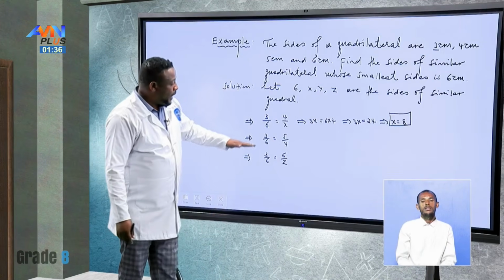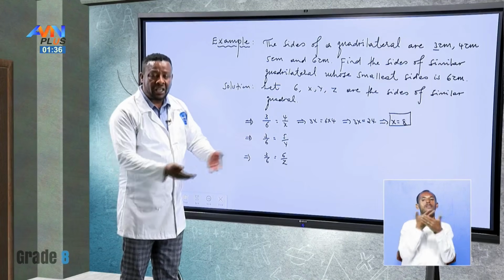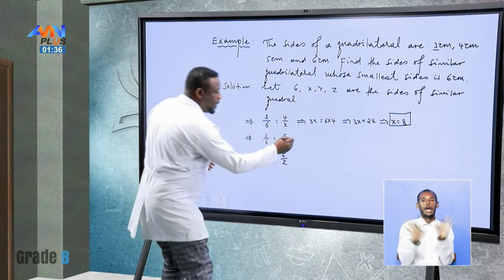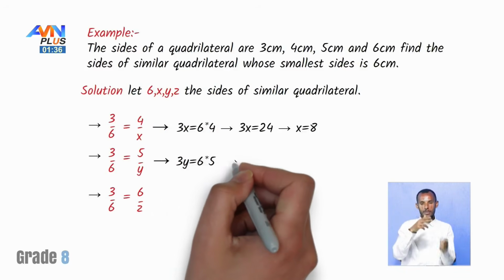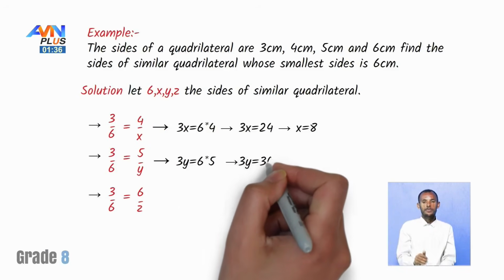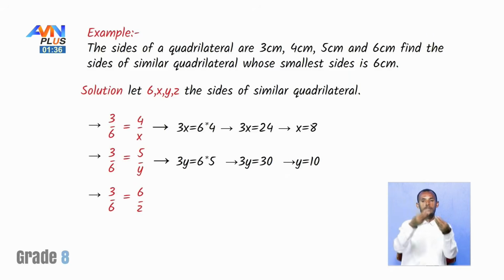Okay, next we calculate the second equation. You can take simple crisscross. Okay, whenever we crisscross it, 3 times y is equal to 6 times 5. Okay, this gives us 3y is equal to 30. Okay, 6 times 5 is 30.